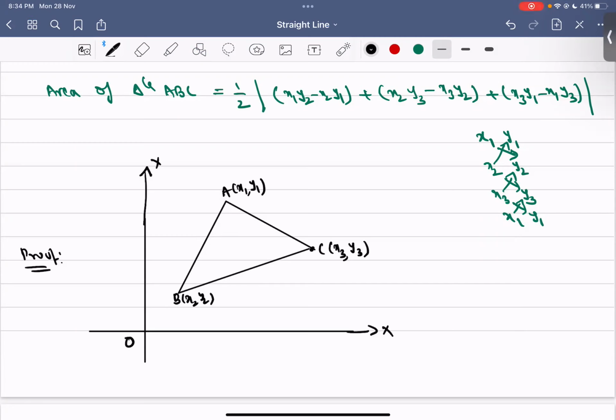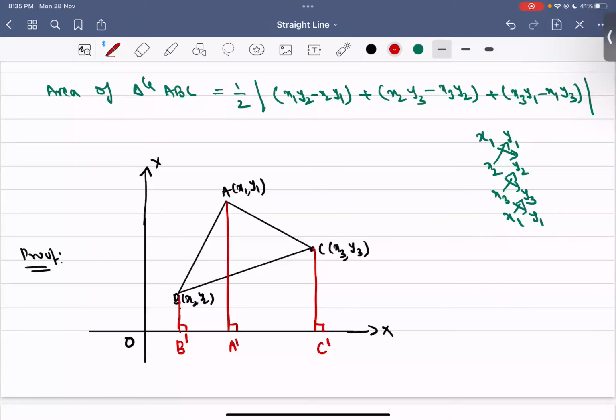Now from this B, I will drop the perpendicular on the x-axis. If you drop the perpendicular, you call this B dash. And you drop the perpendicular from C on the x-axis, you call this C dash. So this angle is 90 degrees, this angle is also 90 degrees. Next, you drop the perpendicular from A on the x-axis. You call this A1.